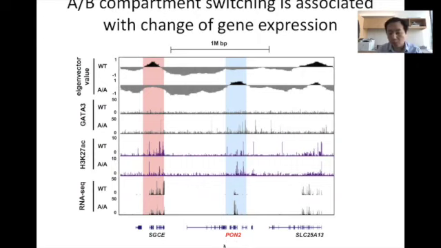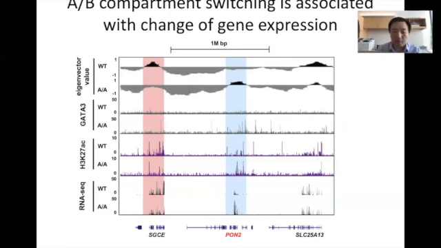What we're investigating is a leukemia gene, the PON2 gene, right? So in the normal condition, this region is B compartment. But once we did our CRISPR experiment, this region becomes the A compartment. And as a result, the expression of this gene is upregulated by almost 5-fold, right?